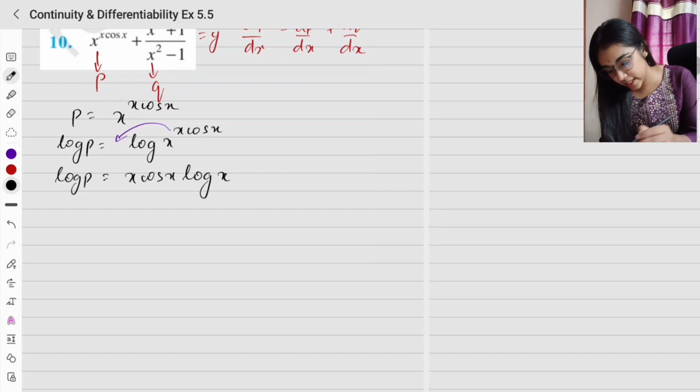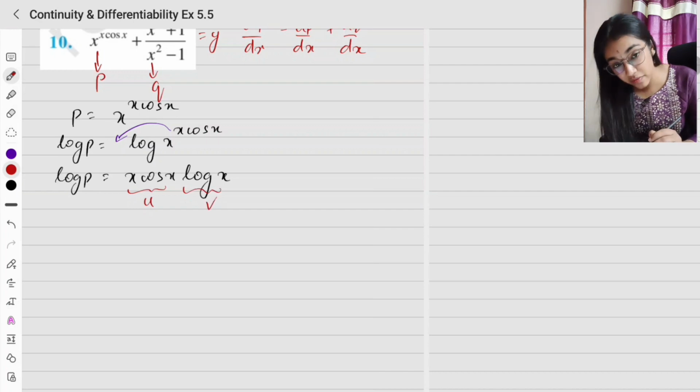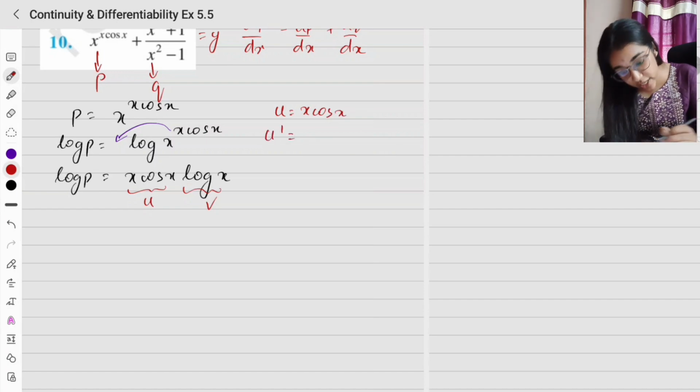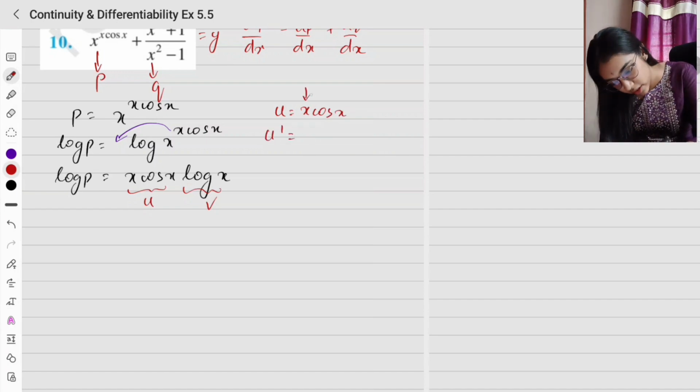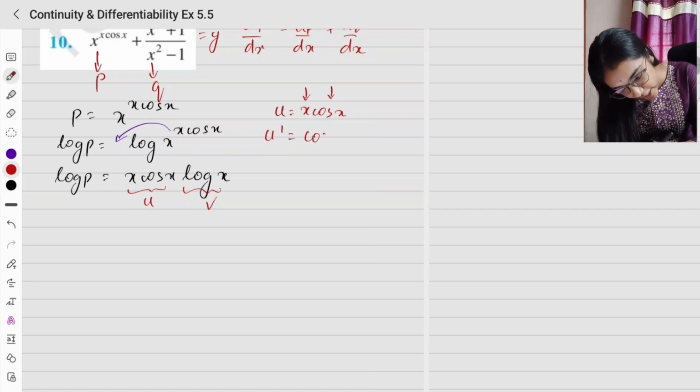So this is a product. This is my u and this is my v. So if I do this separately, what happens? u is going to be x cos x. So u dash is going to be, I again have a product here. x into cos x, right? So I have to do vu dash plus uv dash. So what is my vu dash? Cos x times 1 plus x into minus sin x.